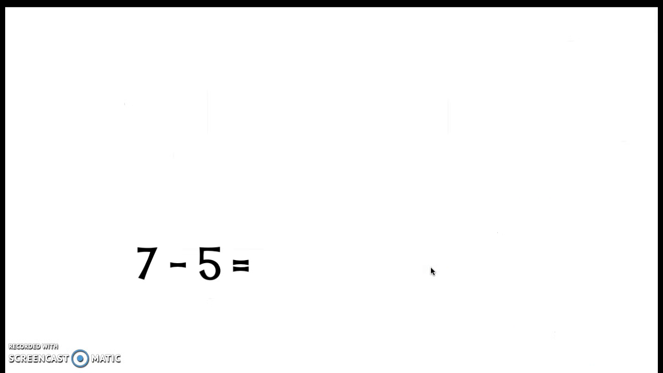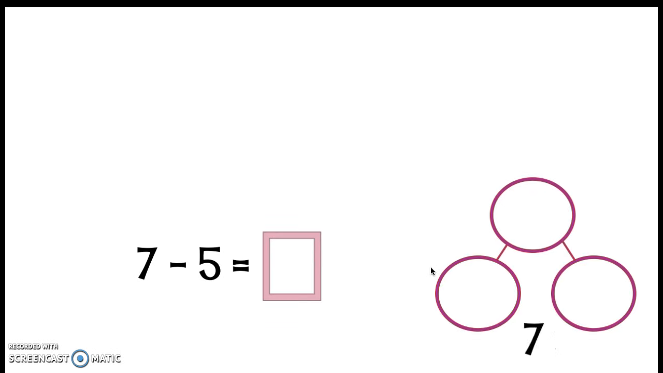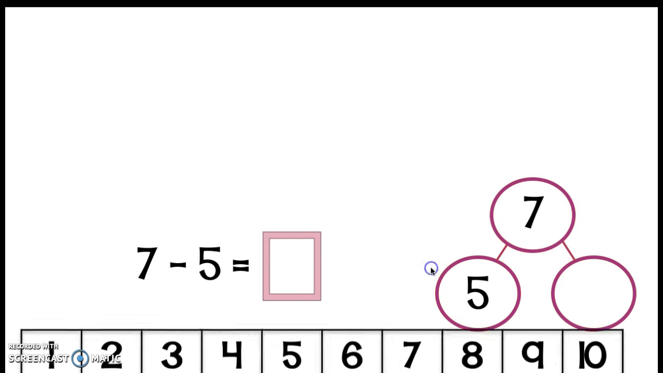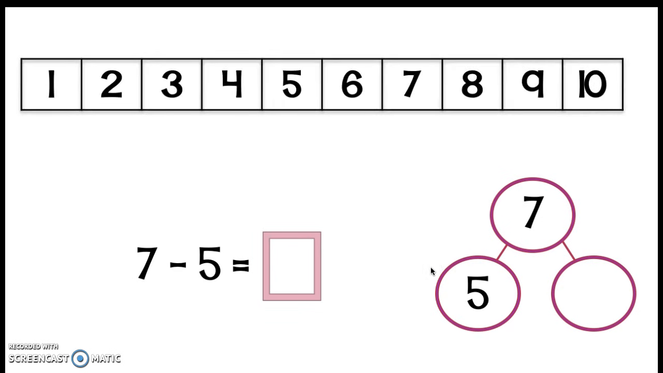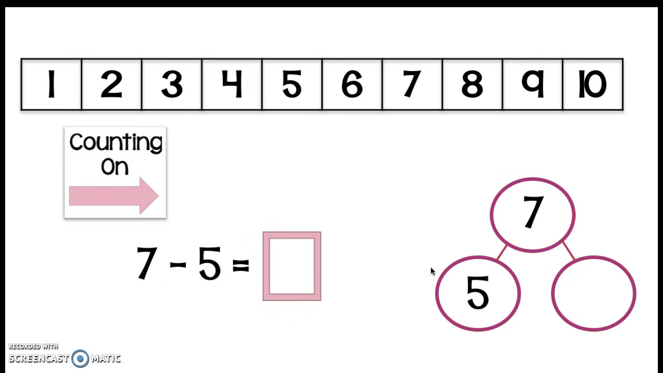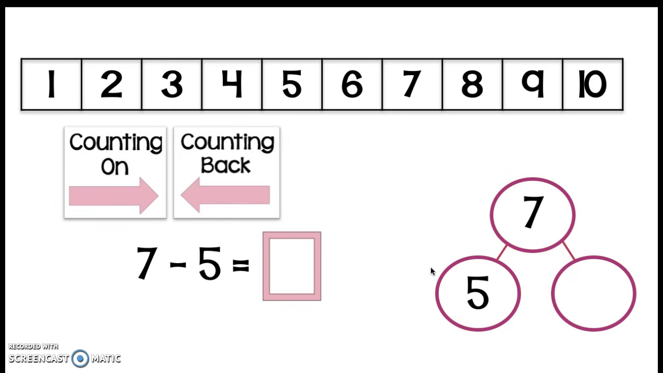What do you think about this problem? 7 minus 5 equals something. I don't know. Let me fill it into my number bond. Okay, 7's the whole amount, 5 is a part. Here is my number path. Now what would you do, friend? Would you count on or would you count back? I want you to try to figure out which one you would do. Press pause while you think about it. Press play when you're ready to tell me.